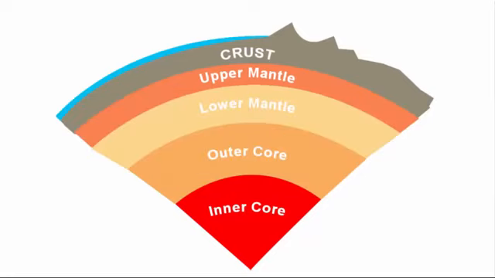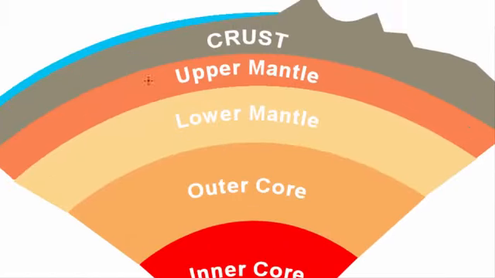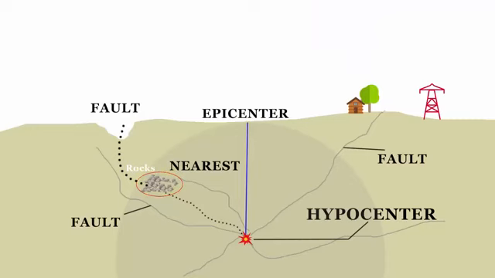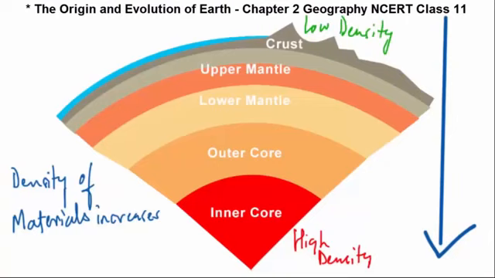The first layer is the crust. It is the outermost solid part of the Earth, basically this region over here. It is brittle in nature because during an earthquake, it is the crust that breaks easily, causing a fault. And we know that the density of material increases as we go more and more deep. Therefore, the materials which are available in the crust have low density.